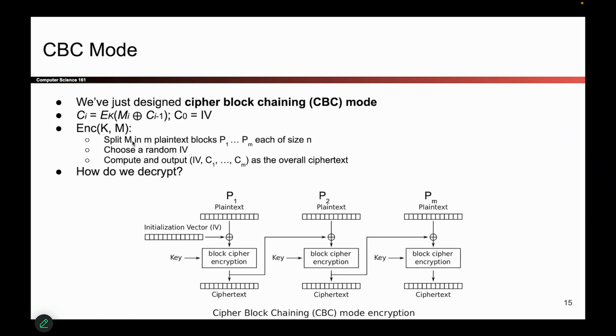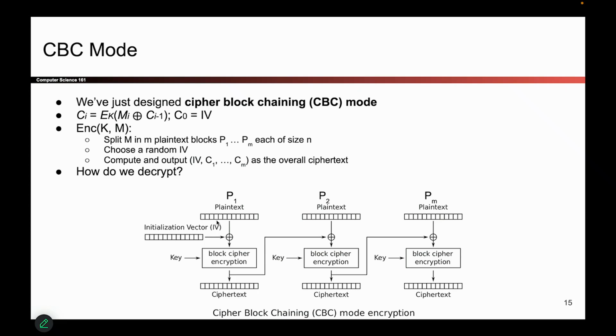So in English, how do you encrypt things? You first take your message, which could be arbitrarily long now. Doesn't have to be 128 bits. You split it into a bunch of plain text blocks, one after the other, and each one is 128 bits. You compute this random IV, you flip a bunch of coins, and you pick this random value, and then you compute the ciphertext according to this picture.